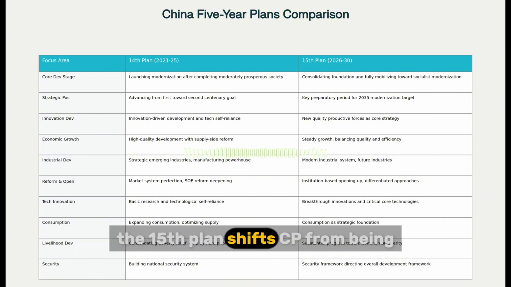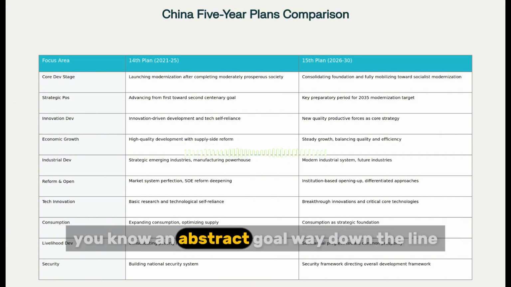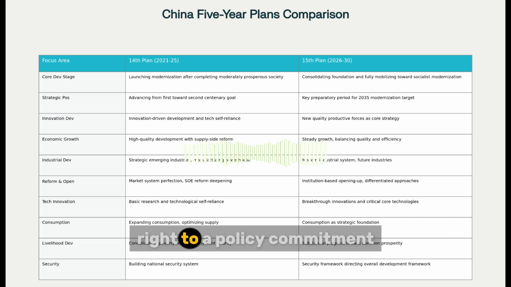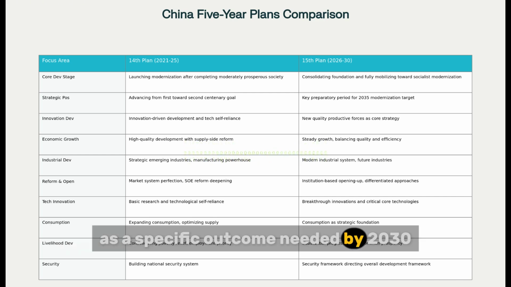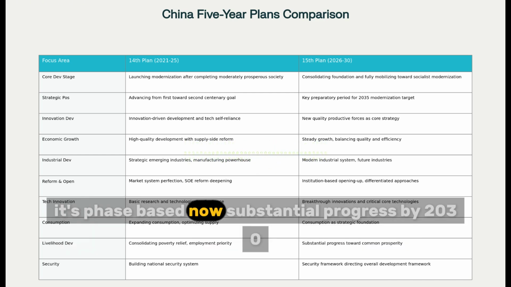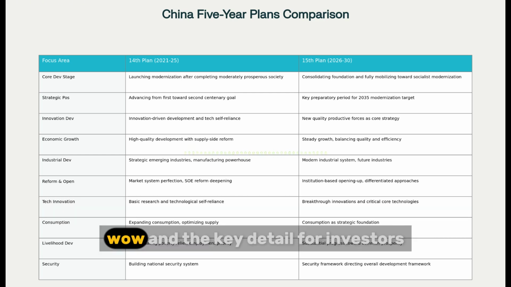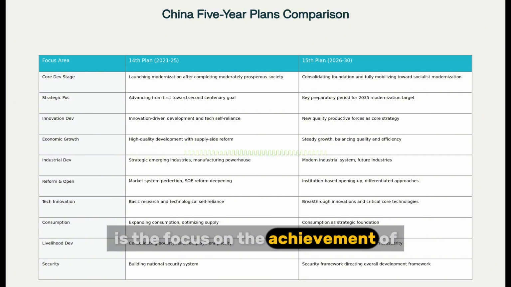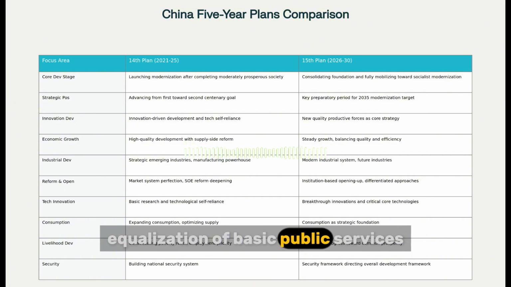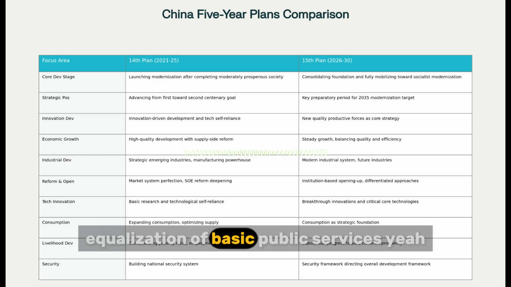The 15th plan shifts CP from being an abstract goal way down the line to a policy commitment demanding substantial progress toward common prosperity as a specific outcome needed by 2030. It's phase-based now. Substantial progress by 2030. Wow. And the key detail for investors, showing how they might achieve this, is the focus on the achievement of equalization of basic public services.